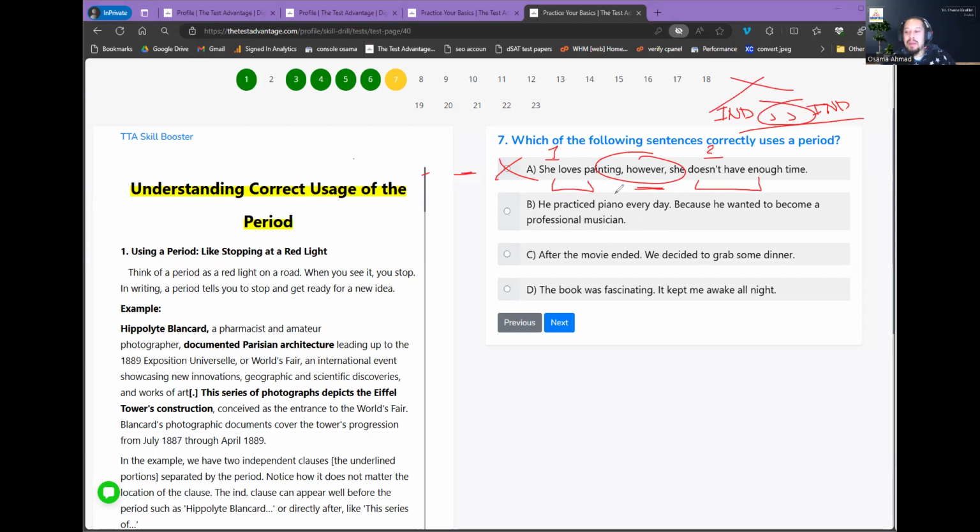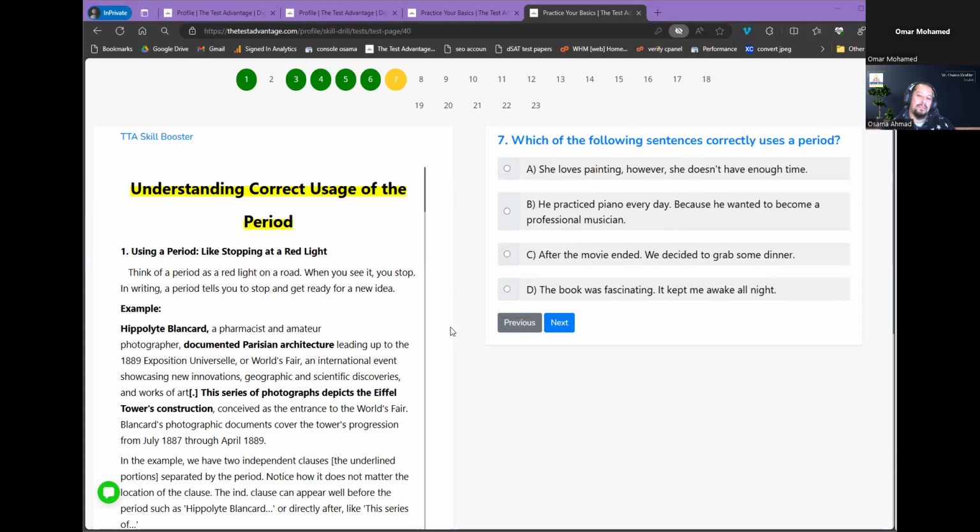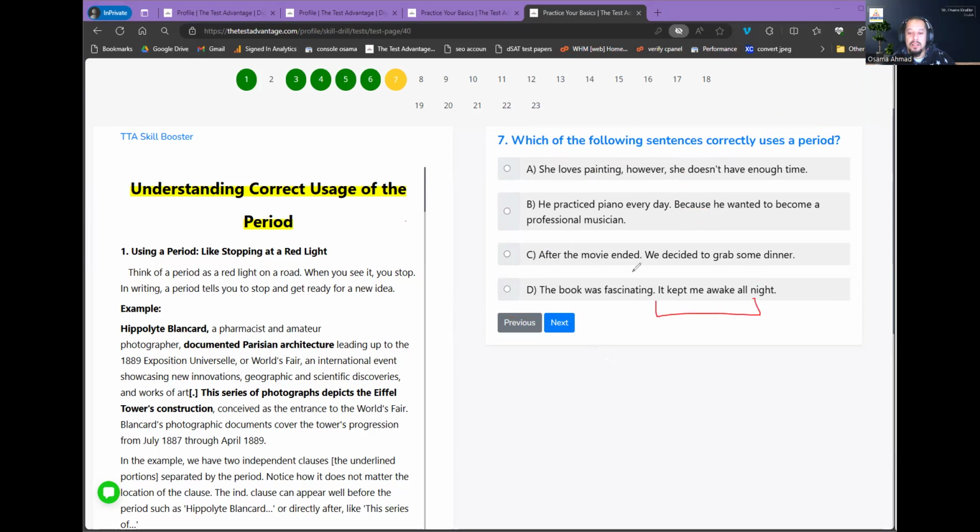Right? So what's a better answer, Omar? Answer D. B is wrong, C is wrong. This is dependent. This is dependent. Right? So let's pay attention there. Go ahead, Omar. Master, I said it because I eliminated B and C, but it kept me awake all night. Isn't that dependent? What's dependent? It kept me awake all night. Why would that be dependent? We have a full idea. What kept me awake? The book.